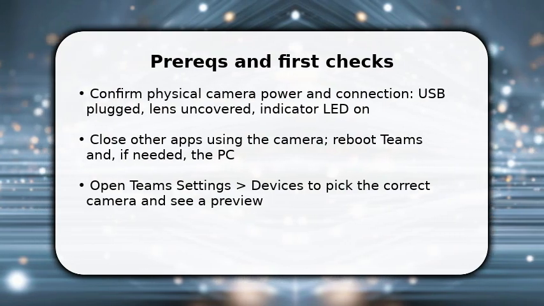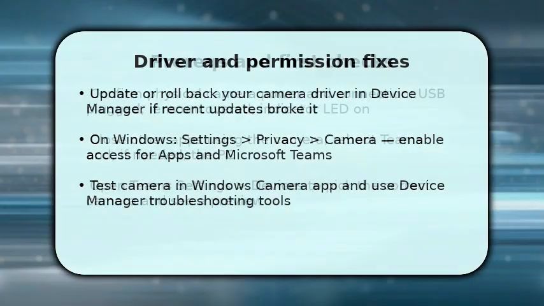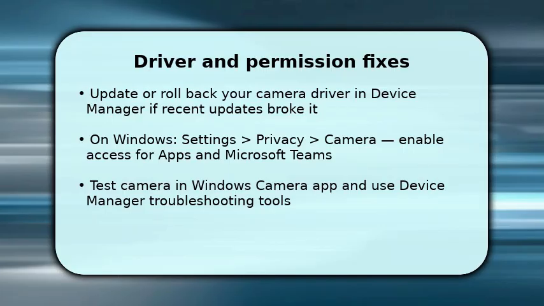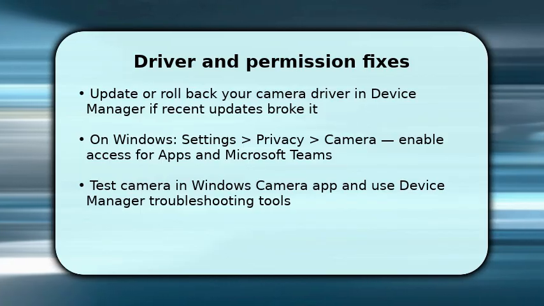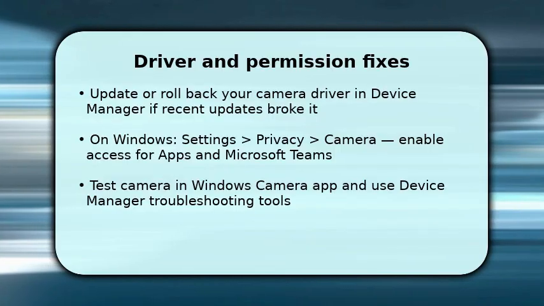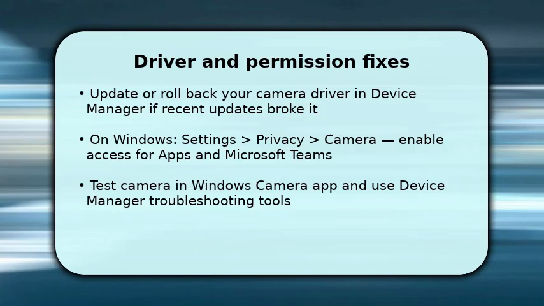Now you move to deeper fixes, drivers and permissions. You should check Device Manager, update the camera driver, or roll it back if a recent update caused the issue. Meanwhile, verify system privacy settings. On Windows, go to Settings, Privacy, Camera, and enable camera access for apps and specifically for Microsoft Teams so the app is allowed to open the device. Once permissions are set, test the camera in the Windows Camera app to confirm the OS.